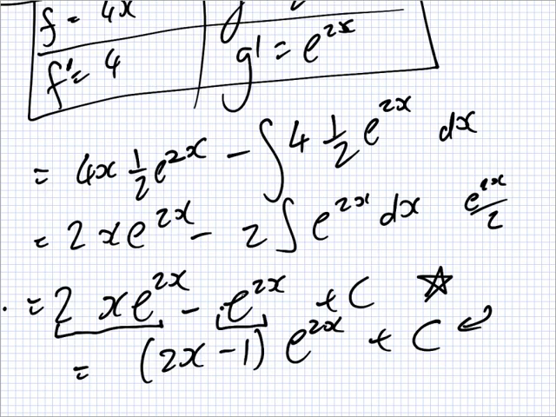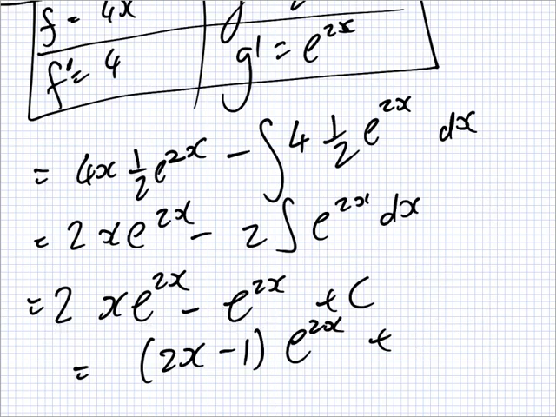What's the answer in the book? Here, I'll go back. I'll leave my answer like this. Right, what's the answer in the book? 2x e^2x minus 2e^2x plus c. Show me the marking scheme.